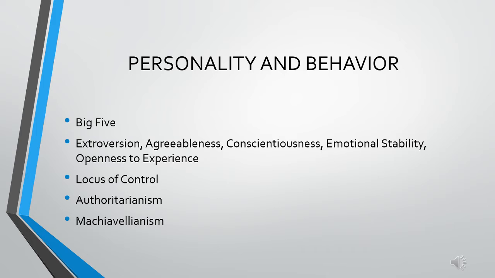Personality and behavior. Personality is a set of characteristics that underlie a relatively stable pattern of behavior in response to ideas, objects, or people in the environment. The big five personality factors are dimensions that describe an individual's extroversion, agreeableness, conscientiousness, emotional stability, and openness to experience. Locus of control defines whether an individual places the primary responsibility for his successes and failures within himself or on outside forces.